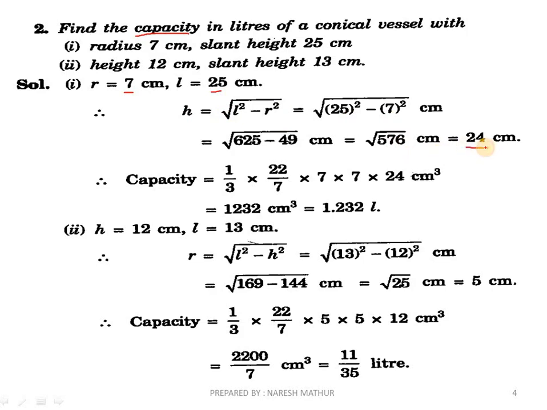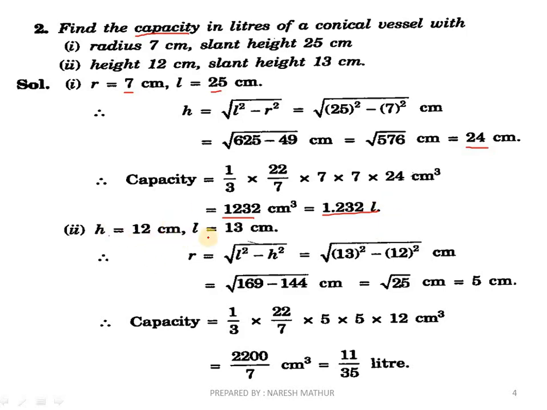After putting these values, we get the height of the cone, and now we can get the capacity by simply applying the formula of volume of a cone, that is 1/3 pi r square h. After solving it, we are getting 1232 centimeter cube as the volume, and now we need to convert it into liters. So it will be divided by 1000 so that we can get the answer in liters. So 1.232 liter is the capacity of the given cone.